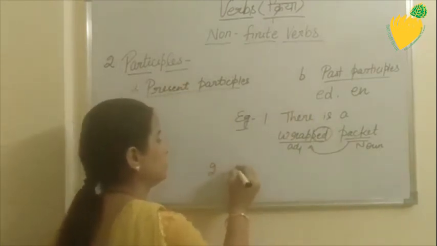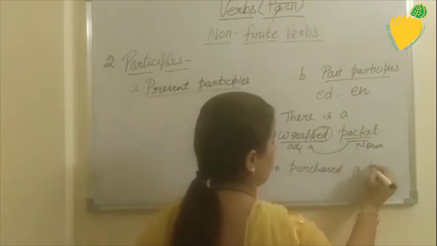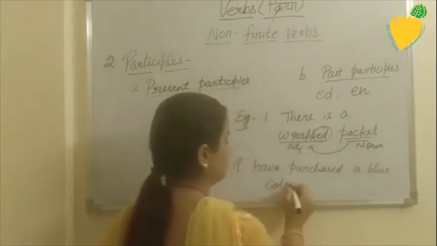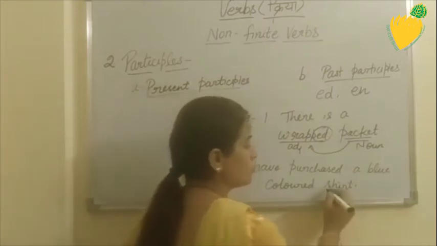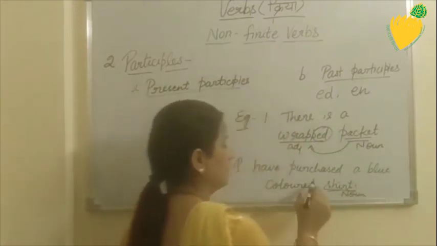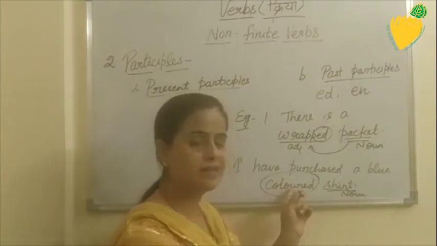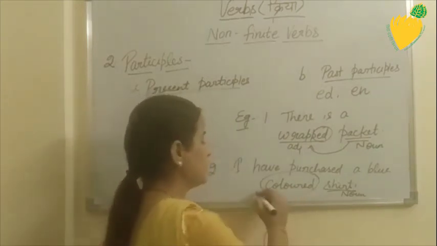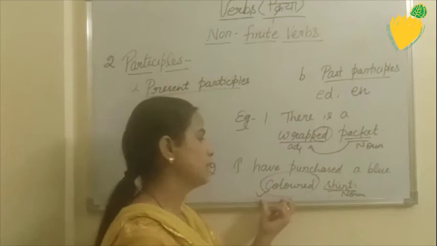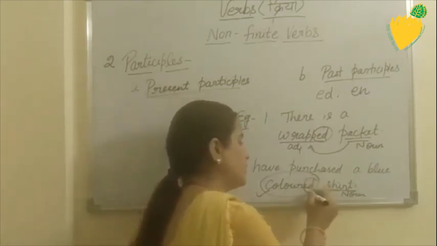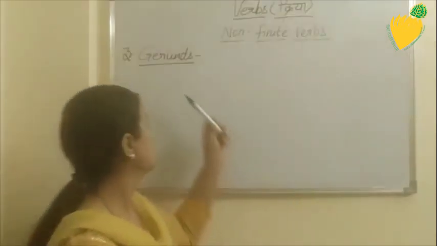Next example, I have purchased a blue colored shirt. Now in this sentence, shirt is the noun, colored is coming before this noun, so colored is an adjective, but color is exactly a verb. So in this sentence, this verb color is working as an adjective, so color is a participle and it is ending with ed, so it is past participle.